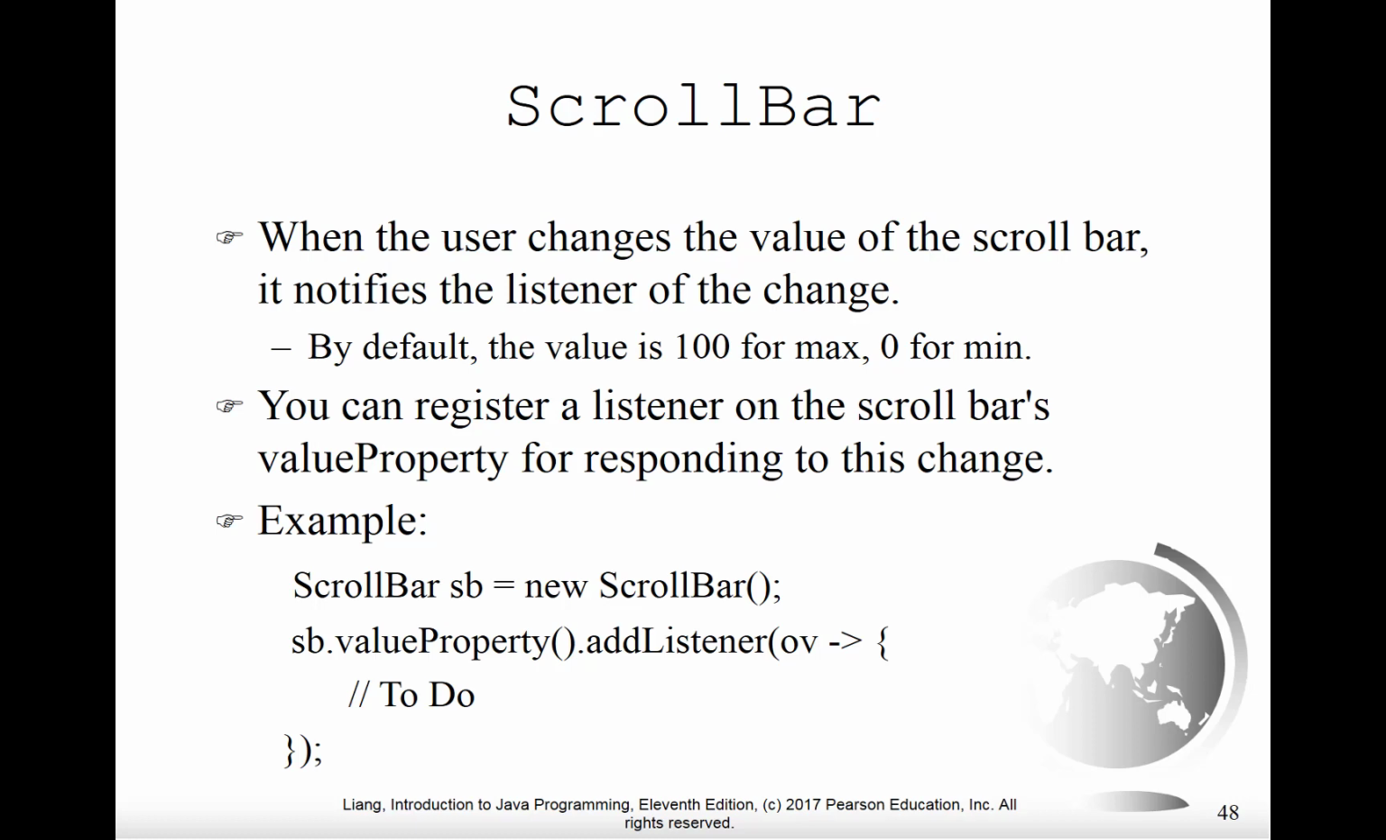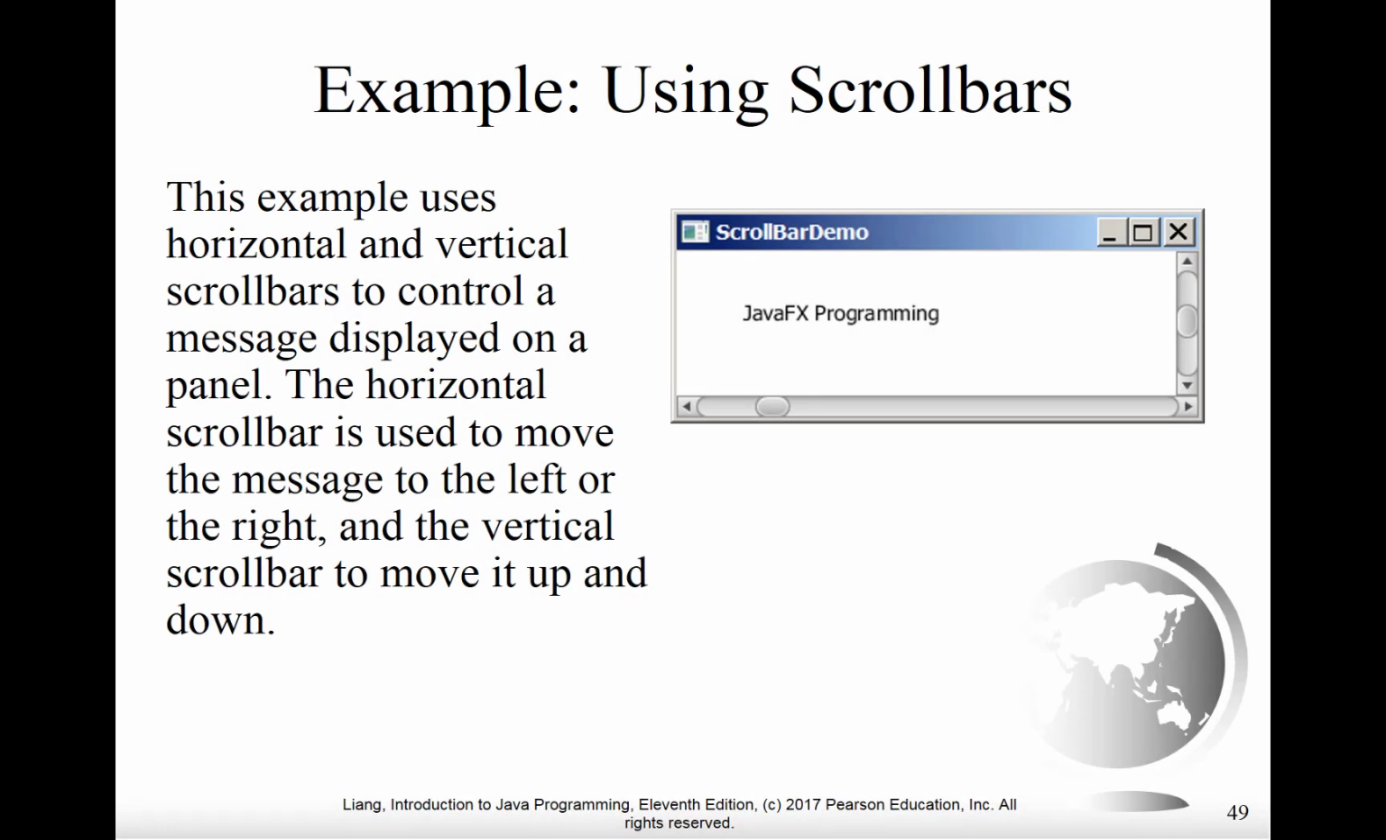We then use lambda notation, that is OV dash greater than, to represent an indication of the code that's going to execute whenever that value changes. That's shown then in curly brackets as an empty to-do list here, but in general you would populate that with some code. These scroll bars are general controls that can be used for anything, so they don't necessarily have to be used in a context that involves physical scrolling of some text, for example, like we do in this demo.